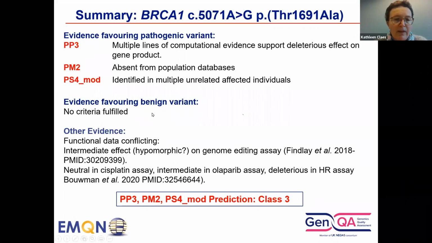We have no evidence that it would be a benign variant. There are some functional data available in the literature. However, the effects are not clear. There is the genome editing assay that was published 2 years ago in Nature, and this shows an intermediate effect. And then more recently, Peter Bouwman and his group published a large cohort of variants functionally assessed, and they found it neutral in the cisplatin assay, while in the olaparib assay it was intermediate, and in the HR assay it was deleterious. So in this case, we do not add a point for the pathogenic effect due to the functional assays. Altogether, we have PP3, PM2, and PS4 moderate. So it's predicted as a class 3.